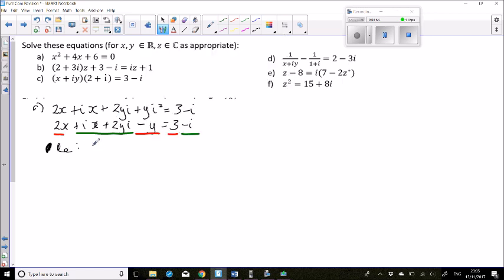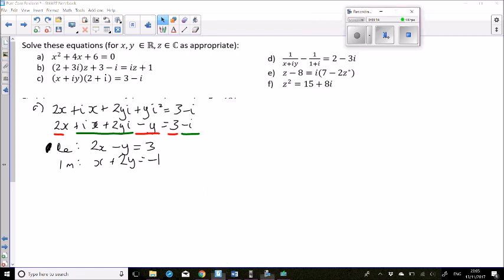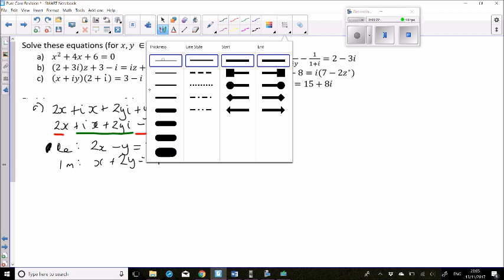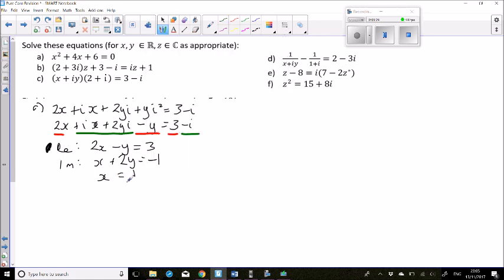Okay, so the real parts, I've got 2x minus y equals 3. My imaginary parts, I've got x plus 2y equals negative 1. That's very nicely in a format that you can solve or just put into your calc. And that will give us x equals 1, y equals negative 1.